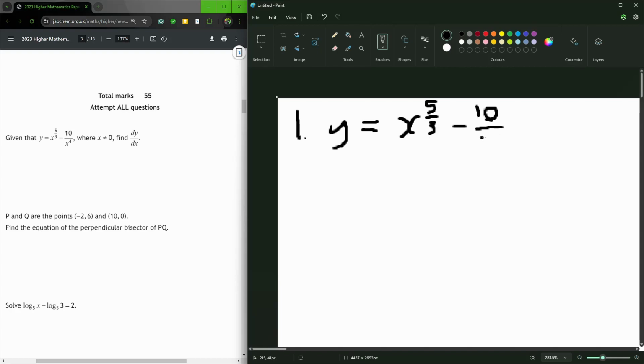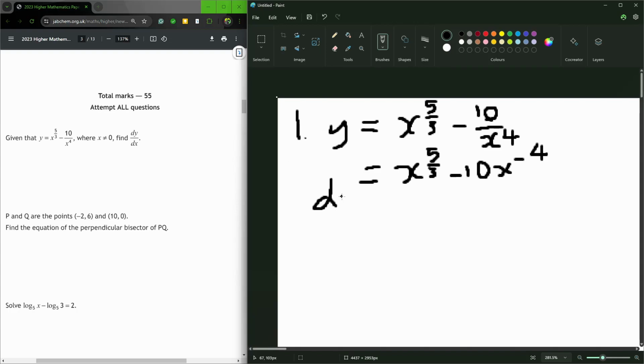Now, we can't take the derivative just yet because we've got this weird fraction on this side. So what I'm going to do is flip it to make it not awful. So it'll be minus 10 times x to the power of negative 4. Okay, now I've got it into a form that we can actually differentiate.